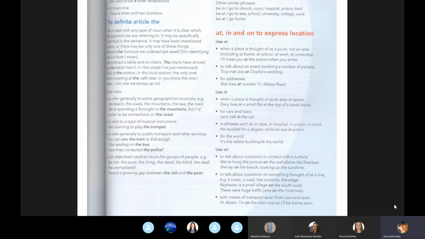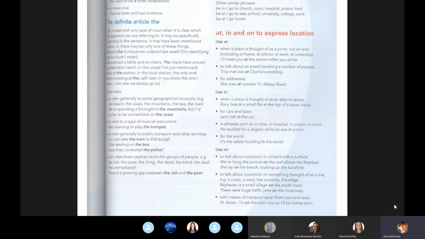We use in for cars and taxis. Let's talk in the car. Maria is in the taxi. In. This is the exception because normally with means of transport, for example, bus, train, plane, normally we use on. Where is Peter? He is on a bus. He is on the metro. The exceptions are cars and taxis: in.